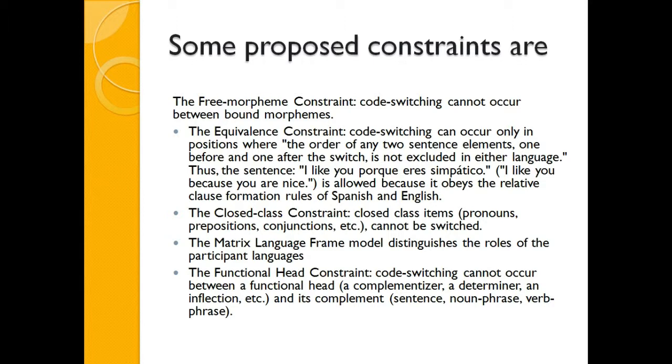The closed class constraint. Closed class items such as pronouns, prepositions, conjunctions, etc. cannot be switched. The matrix language frame model distinguishes the roles of the participant languages. The functional head constraint: code switching cannot occur between a functional head and its complement.